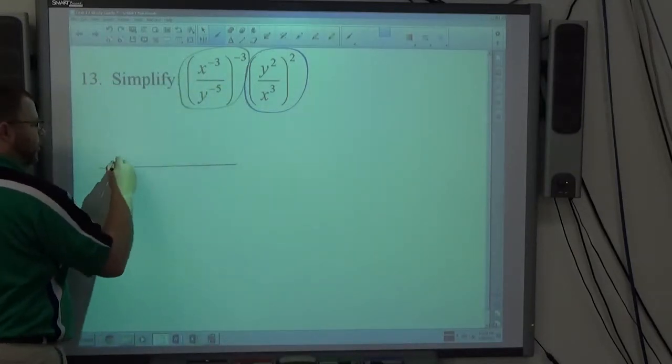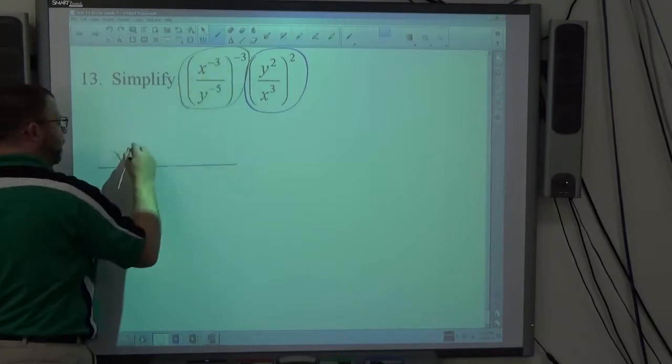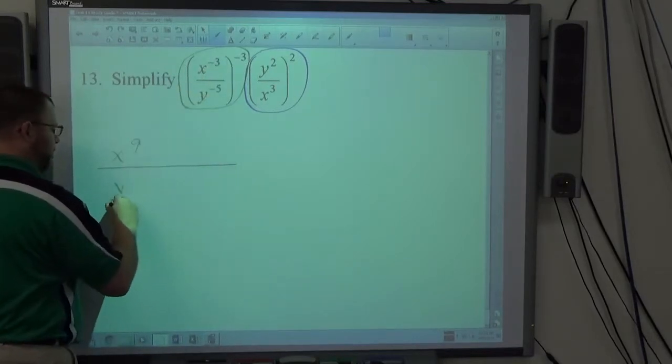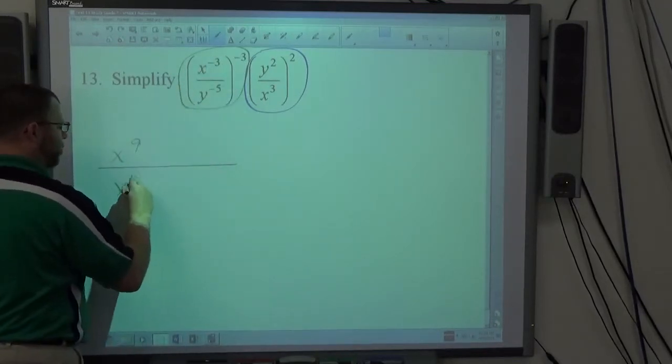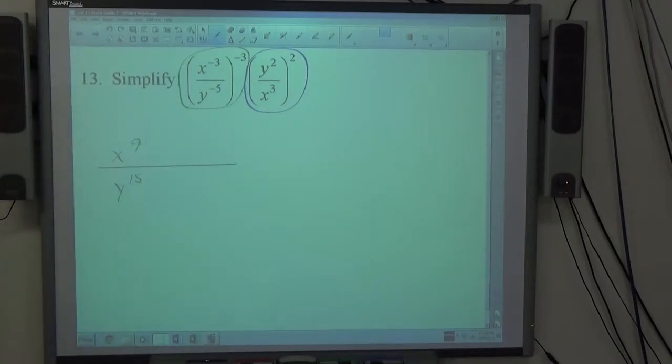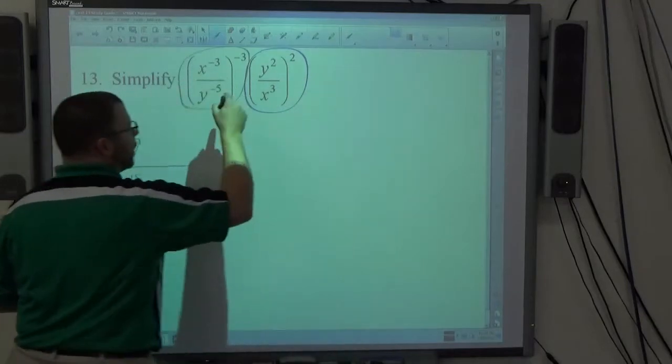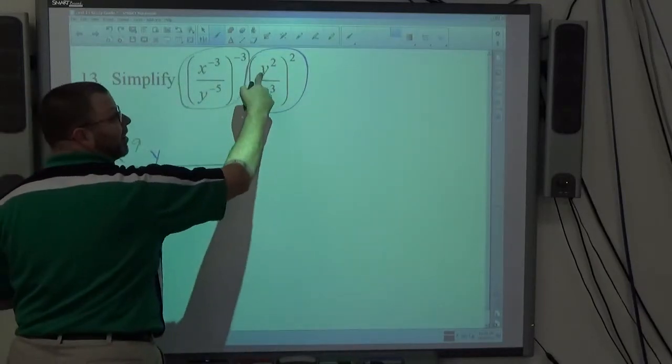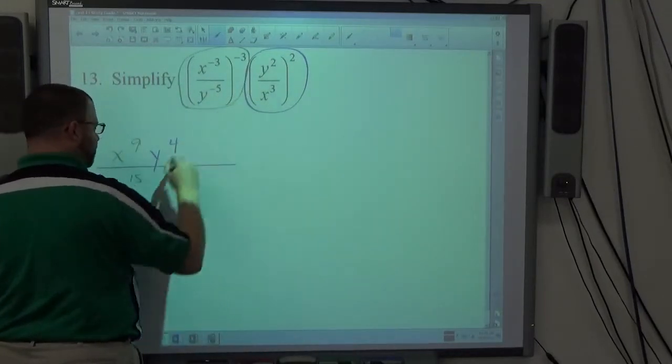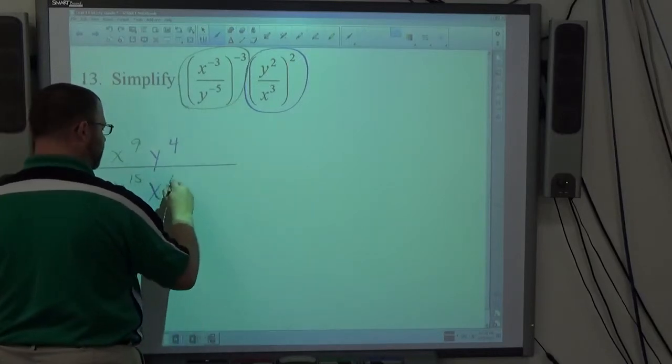This x belongs on top. Negative 3 times negative 3 is 9. This y belongs on the bottom. Negative 5 and negative 3 make positive 15. Put them where they belong, move them in the next step if they were negative powers still. The blue object, y belongs on top because it's on top, 2 times 2 is 4. X belongs on bottom because it's on bottom, 3 times 2 is 6.